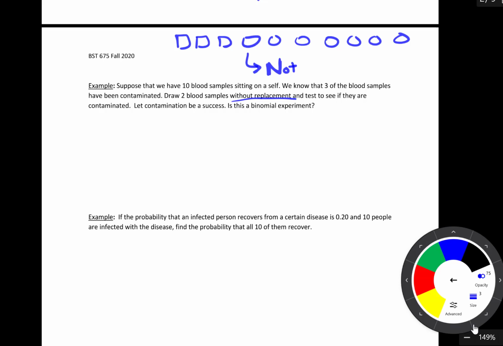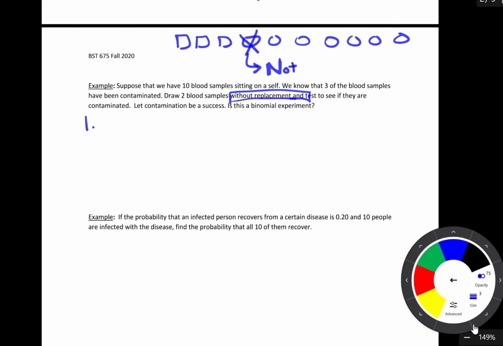So I'm not replacing it, so I've removed it. Now when I go to select my second one, notice there's only 9 left to choose from. I still have 3 contaminated, so now my probability of selecting a contaminated one is 3 out of 9. So notice the probability of whether or not I select a contaminated one on the second trial is dependent on the first, and this is because of that without replacement. So let's talk about whether or not this one is going to be a binomial experiment.